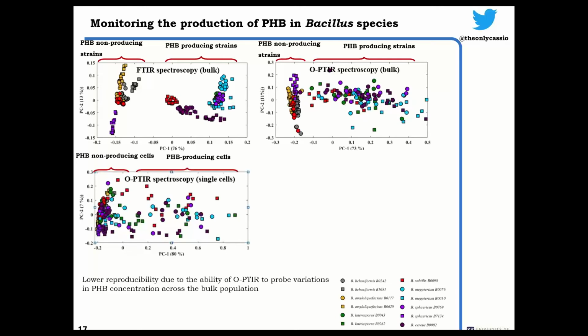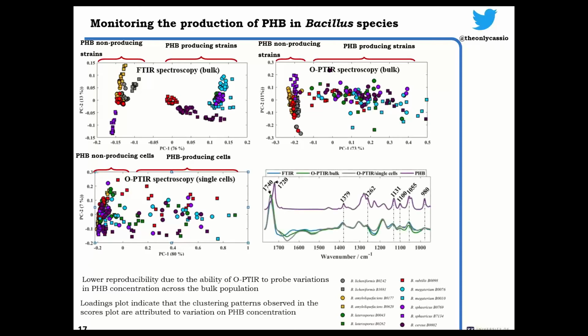And this is for OPTIR spectroscopy from single cells. Each one of those scores corresponds to one single bacterium. Once again, on the negative side, we have the cells that do not produce PHB. On the positive side, the cells that produce PHB. And if we plot the loadings associated with the first principal component in all three situations, they look very similar. If we compare them to the PHB, we can see that the discrimination patterns are due to the variations in PHB. So PC1 is dominated by this characteristic.